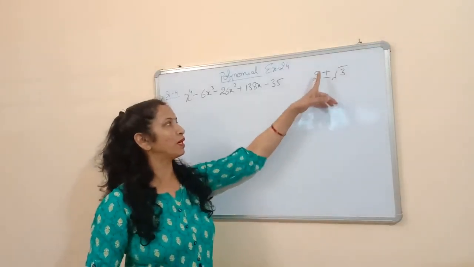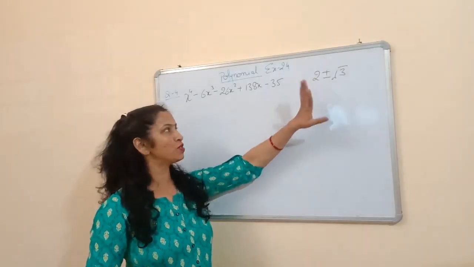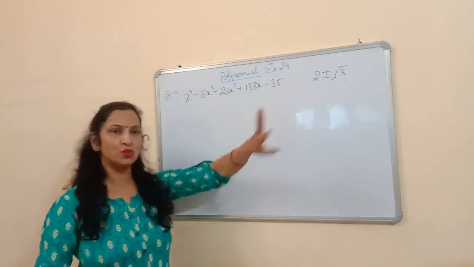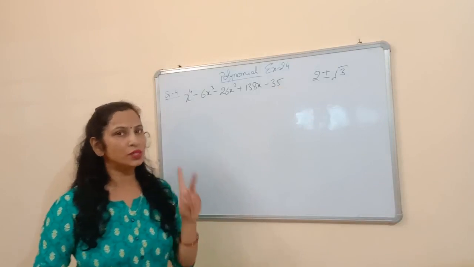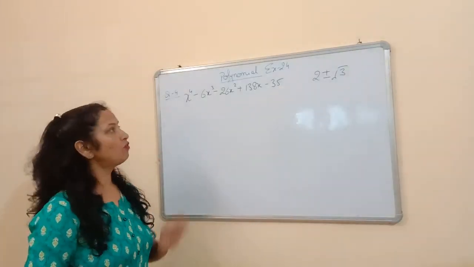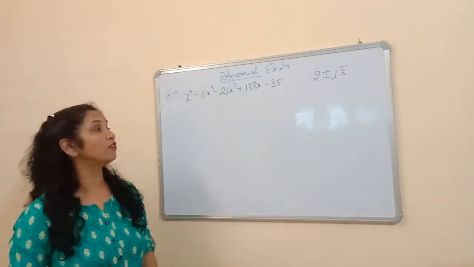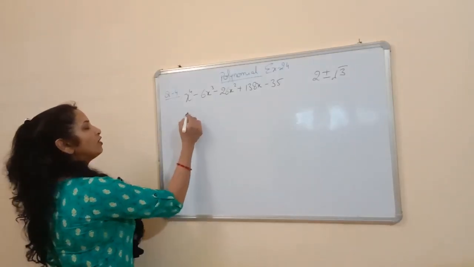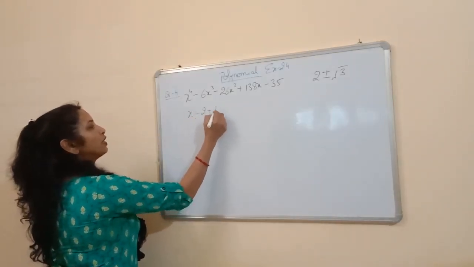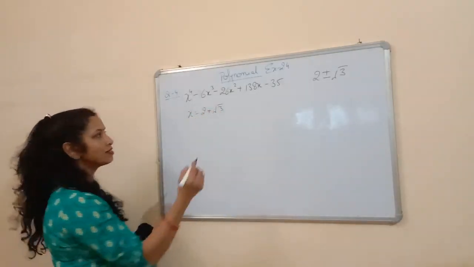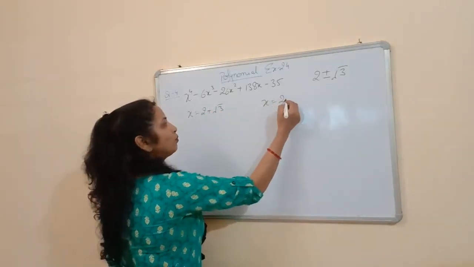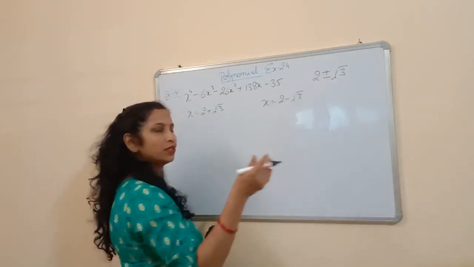That is 2 plus minus root 3. It means one of the zeros is 2 plus root 3 and the other one is 2 minus root 3. And the other 2 zeros we have to find. For finding the other 2 zeros, first what will we do? We have one zero, x is equal to 2 plus root 3. So this is given. And the second one is x is equal to 2 minus root 3. These are the two zeros in the question.